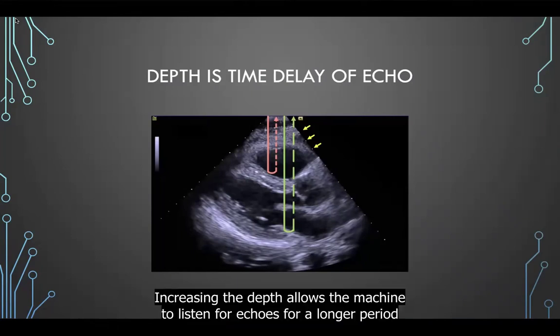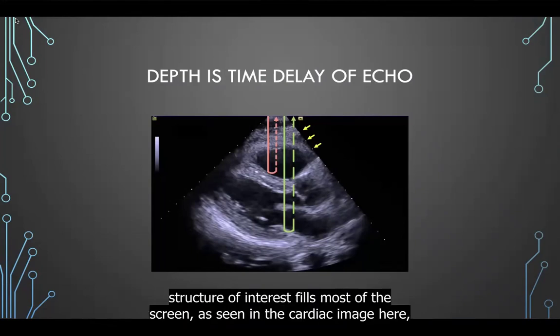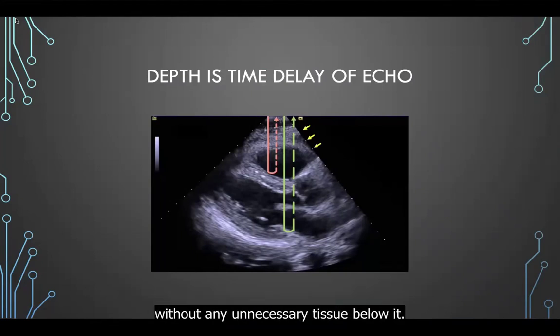Increasing the depth allows the machine to listen for echoes for a longer period of time, which lets you see deeper structures, but at the cost of screen resolution. In clinical practice, your depth should be set so that your structure of interest fills most of the screen, as seen in the cardiac image here, without any unnecessary tissue below it.